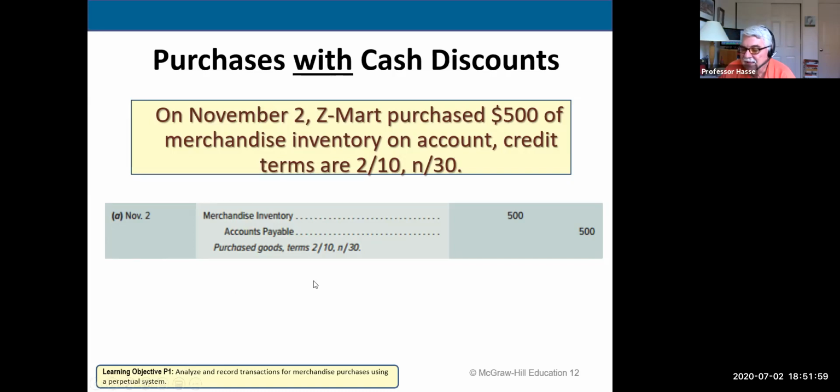If I don't have the money in 10 days, which a lot of us don't, I just have to pay that $500 in 30 days. So now in chapter 5, we're getting into discounting.